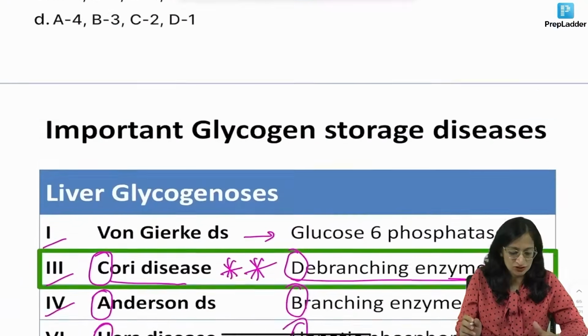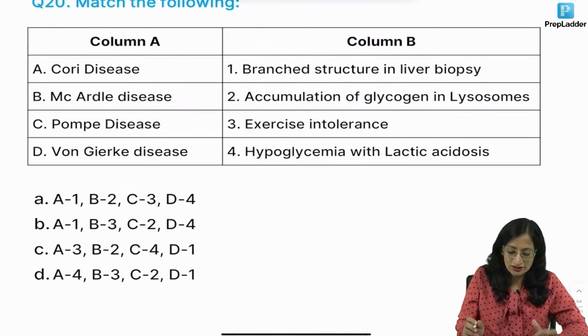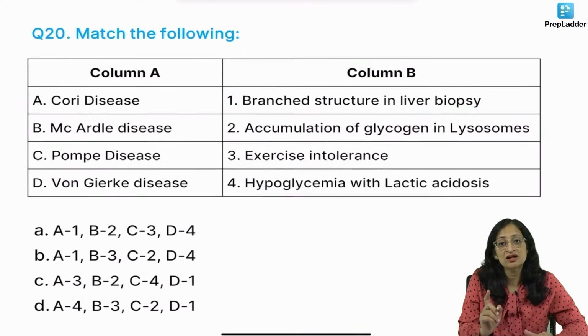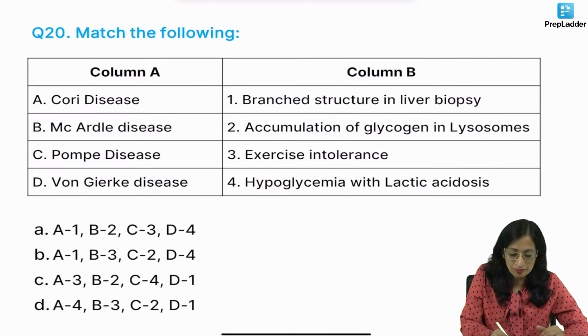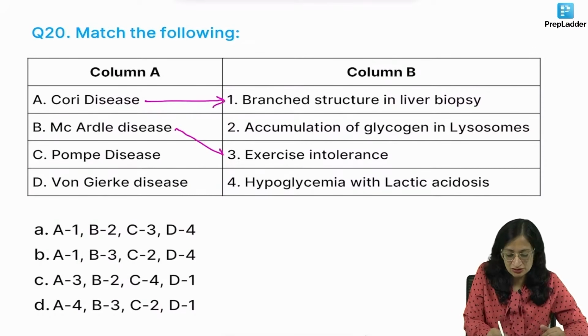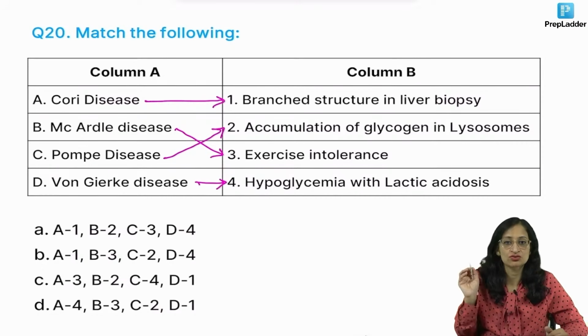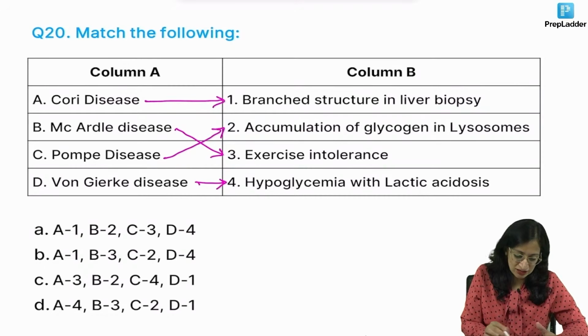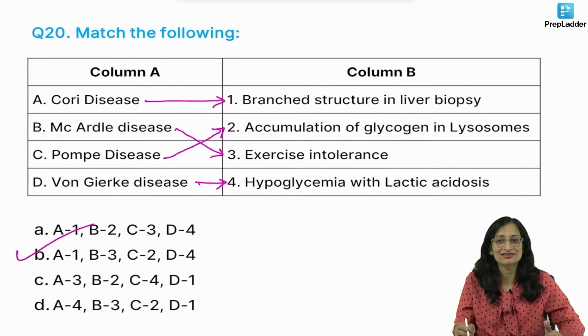Coming back to our question. Cori disease is debranching enzyme deficiency, so a branched structure will accumulate and be seen on liver biopsy. McArdle disease: exercise intolerance. Pompe disease: accumulation of glycogen in lysosomes. And Von Gierke disease: hypoglycemia with lactic acidosis. So our best answer will be A with 1, B with 3, C with 2 and D with 4. So option B is the best answer here.